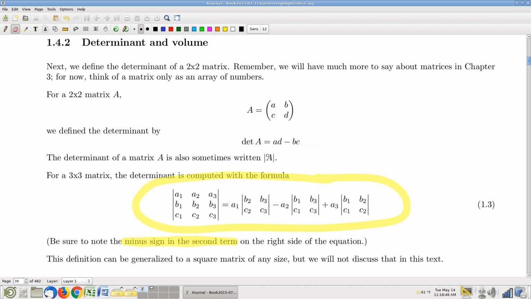A little notational alternative is to write it with kind of absolute values. I've used this sometimes. You'll see that I used it here. But there is an awkwardness to using this notation because it looks like absolute values. And importantly, determinants do not have to be positive, right? So anyway, for your consideration.